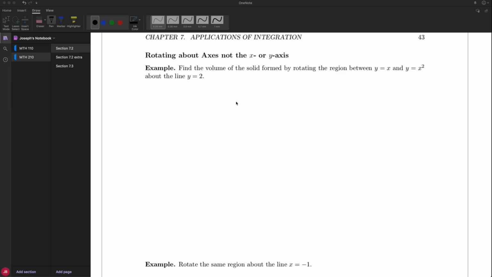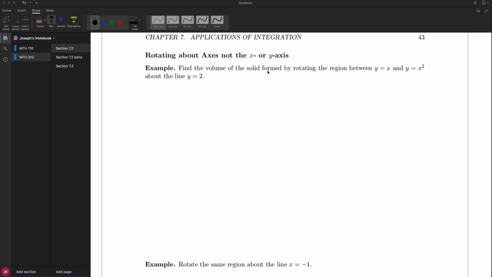Welcome back, class. We're now on page 43, and we're going to learn how to rotate about axes that are not the x or y axis. We're still going to be using disk washer. We are in section 7.2, and I think we did this first one in class, so let's remind ourselves how it went.